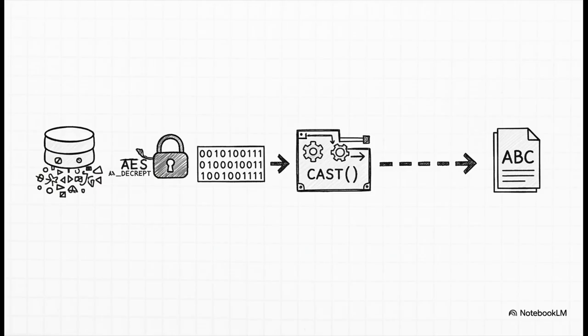And then on the flip side, when you're ready to decrypt that data, it's still in a binary format. To make it readable again and actually useful for your application, you need to explicitly tell MySQL to cast it back to a text string. It's a simple little step, but it's what turns that binary noise back into valuable information.